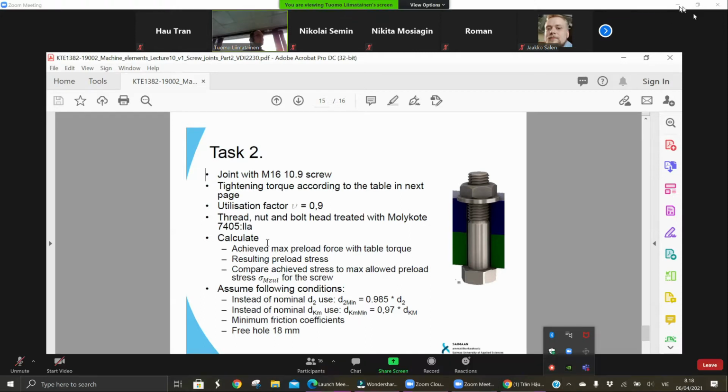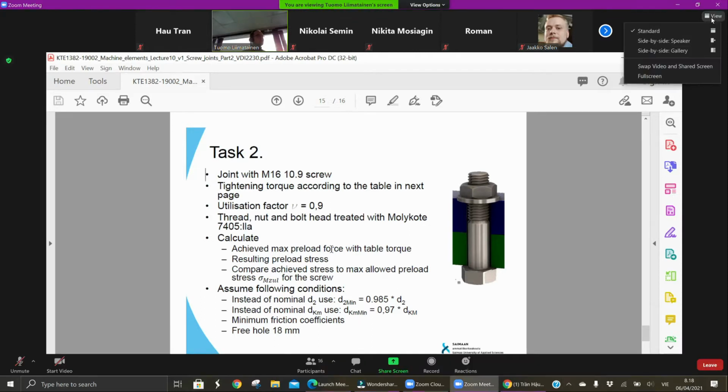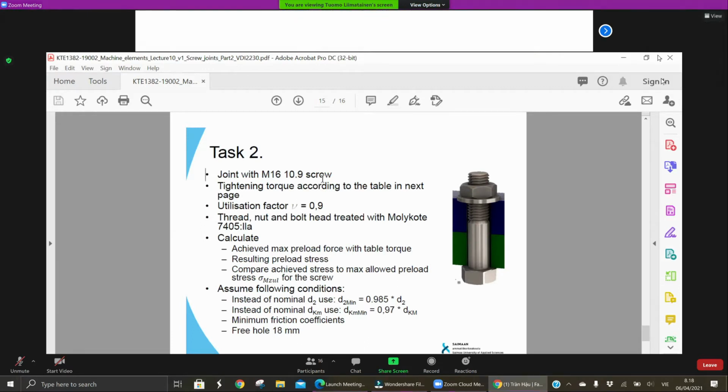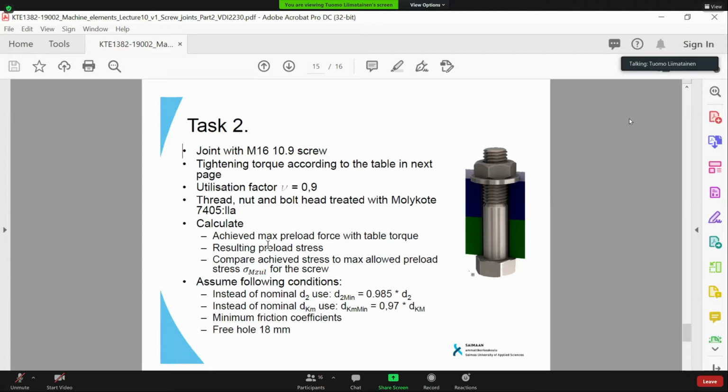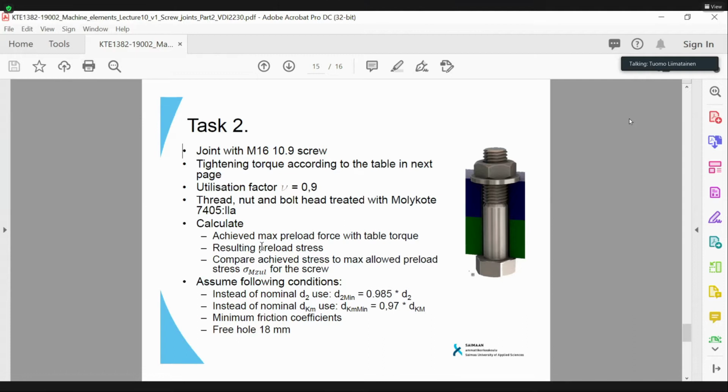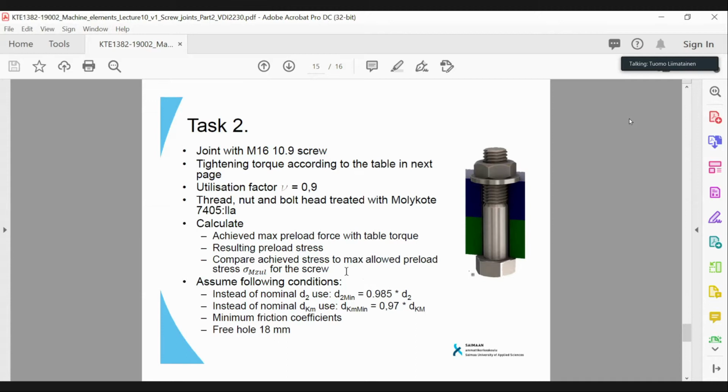So first, calculate the maximum preloading force with the table torque. You don't need the utilization factor at this point. And then using the stress area of the bolt, calculate the preload stress. And then you would need to calculate this sigma_m,allowed stress for the bolt as well, using the same equation as last time, and compare the stress that you calculate with the given torque, with the resulting preload force, to the allowed preload stress. And then you can make some judgments out of it.